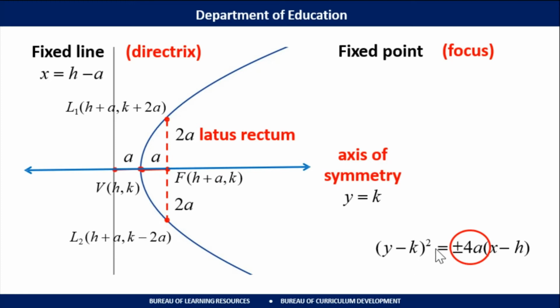Quantity y minus k squared equals plus or minus 4a times x minus h. So, we also have the axis of symmetry in the parabola. So, ano naman yung axis of symmetry? Pag tinupi natin yung parabola natin, they will coincide. So, ibig sabihin, ito is congruent siya dito.